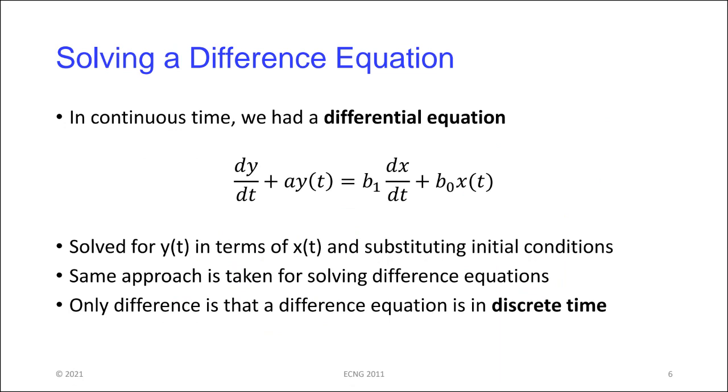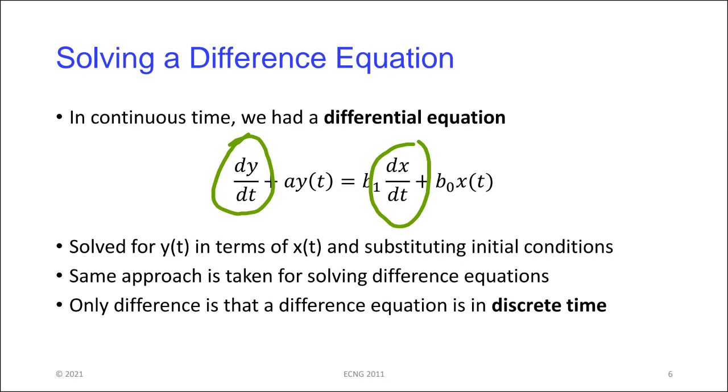So in continuous time, we have a differential equation. A first order differential equation is where you have the first order derivative of y in there. You may or may not have the first order derivative of x, but where we're dealing with y as the output, for it to be a first order differential equation, we have to have at least a dy/dt in here.